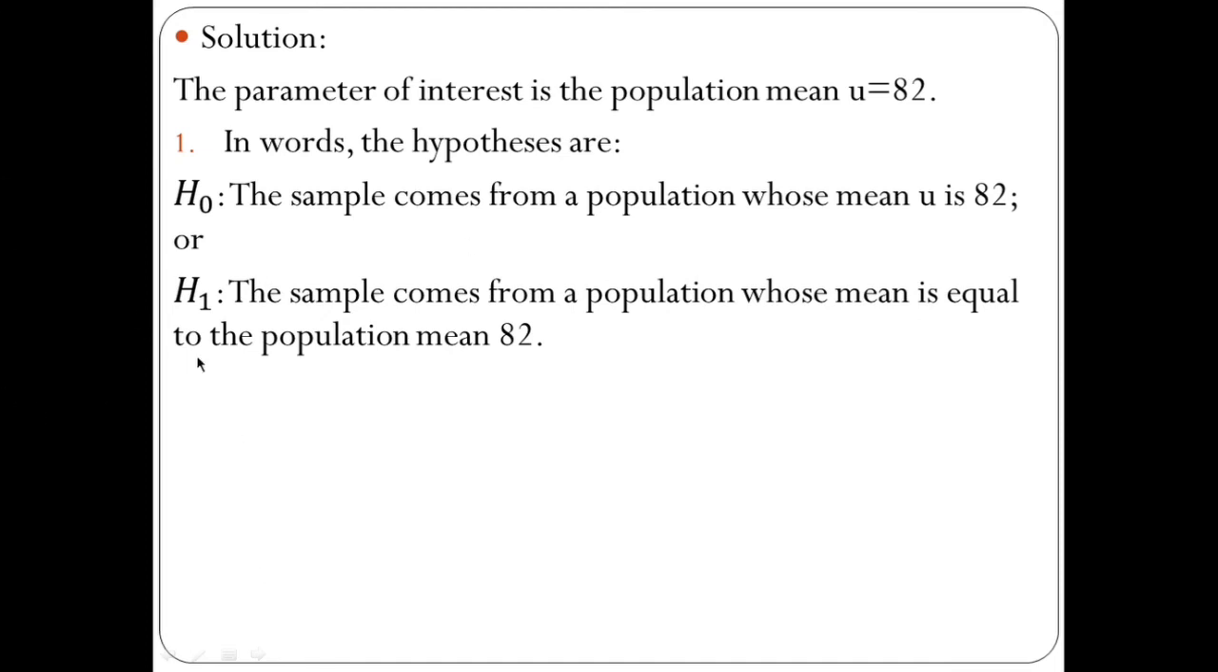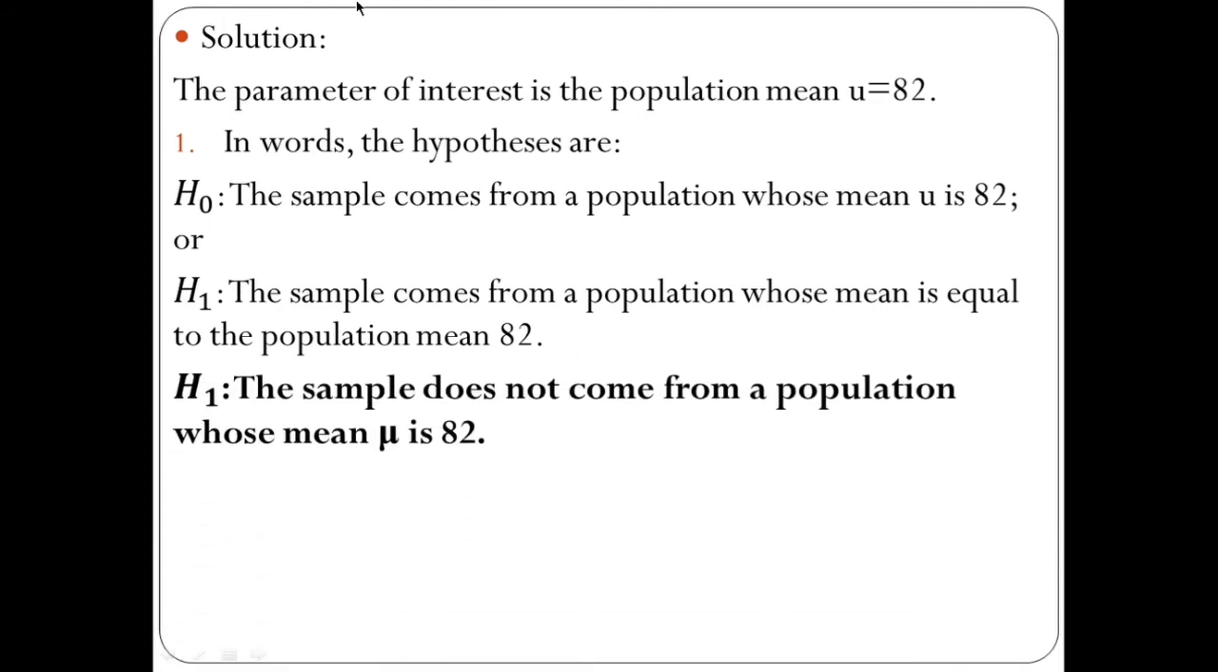Okay, so H sub 1, the sample comes from a population whose mean is equal to the population mean, which is 82. Okay, so tatandaan nyo lang class na yung null is kabaliktaran ng alternative. Kumbaga, yung null hypothesis, parang kinakalaban ng alternative hypothesis. Okay? So, therefore, H sub 1 or alternative hypothesis, the sample does not come from a population.